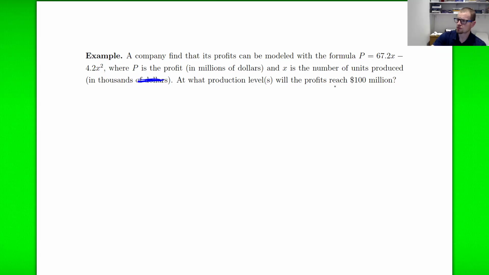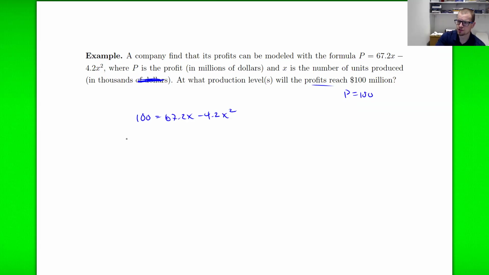In order to answer that question, we're looking for profits to be 100 million. So we're looking to solve the profits being 100 million. So 100 is equal to 67.2 times x minus 4.2 times x squared. So we immediately have our quadratic equation that we would like to solve. We'd like to write it as ax squared plus bx plus c is equal to 0, so that we can get a better idea of how we want to approach the problem. I mean, we can probably guess at that now, but we'll do that anyway.